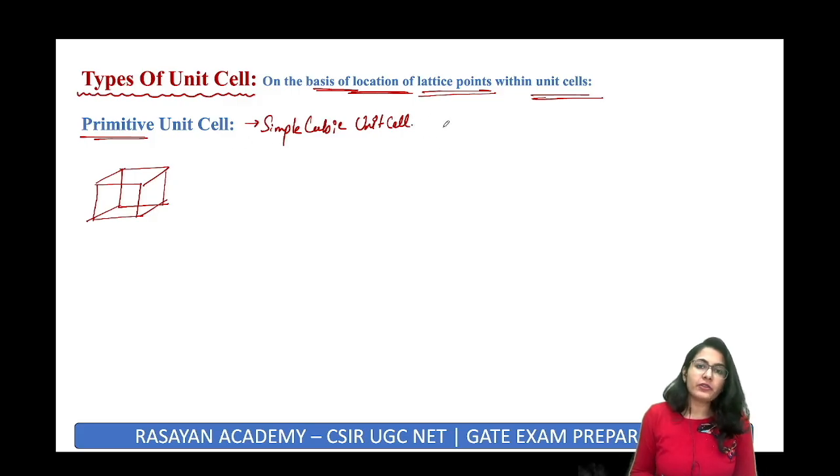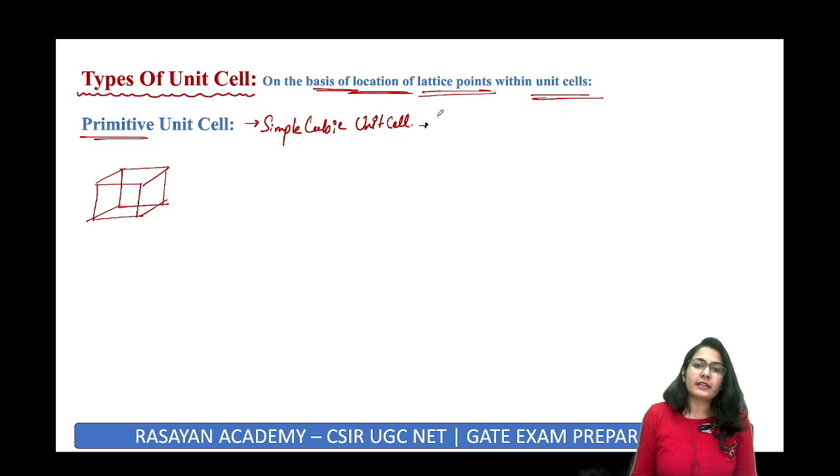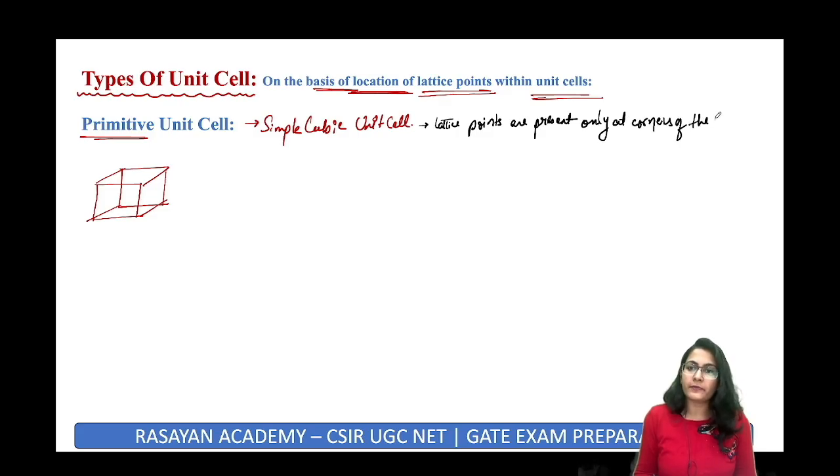Now in this primitive unit cell, I would say that the lattice points are present only at corners of the unit cell. Only at the corners of the unit cell, that is, like this. Only at the corners of the unit cell in this way.